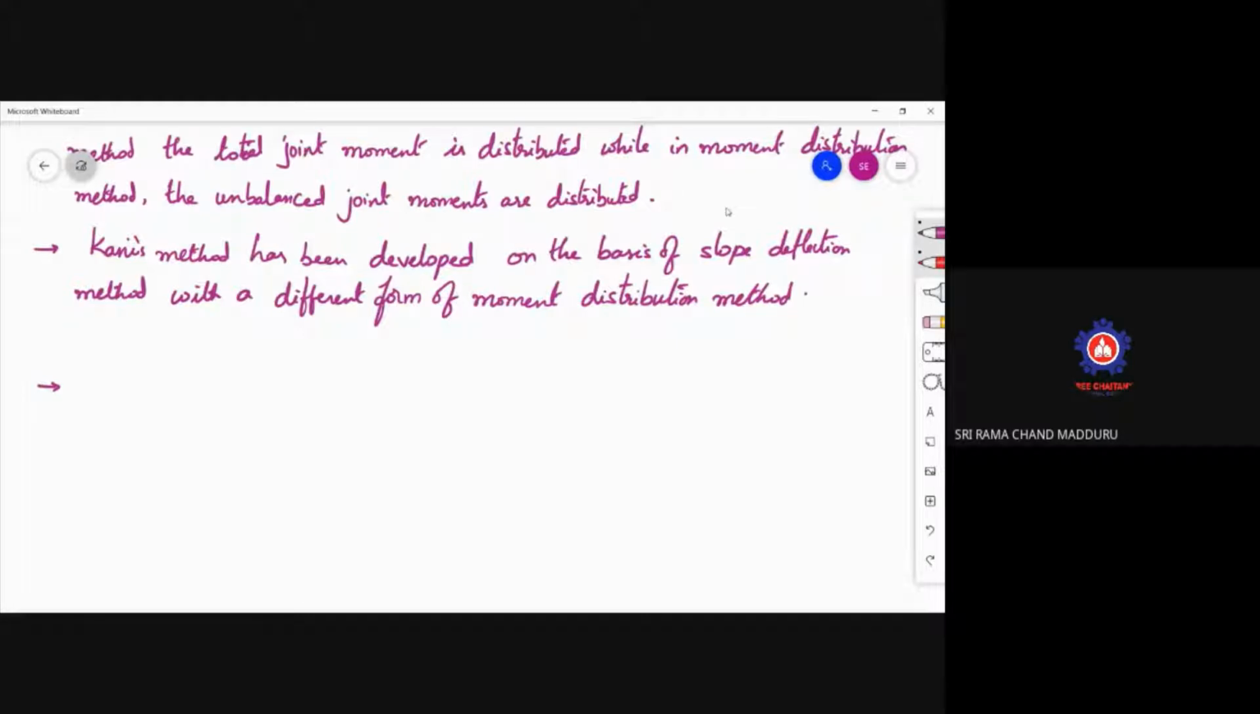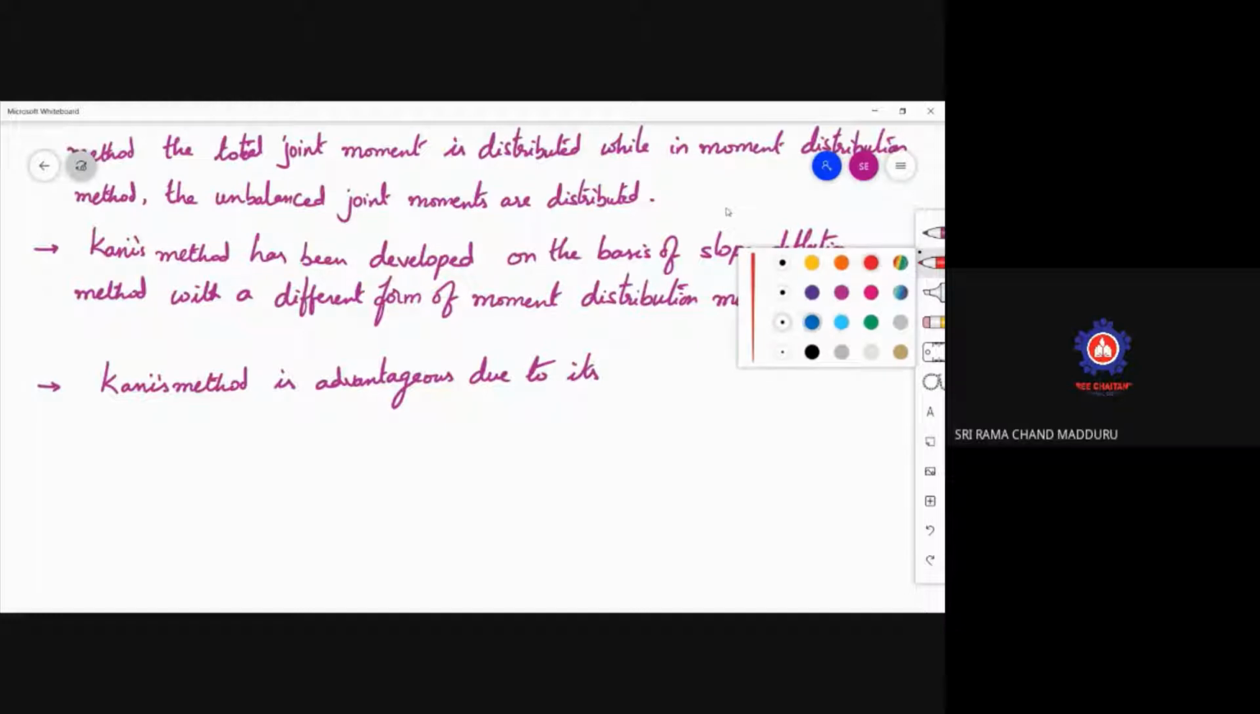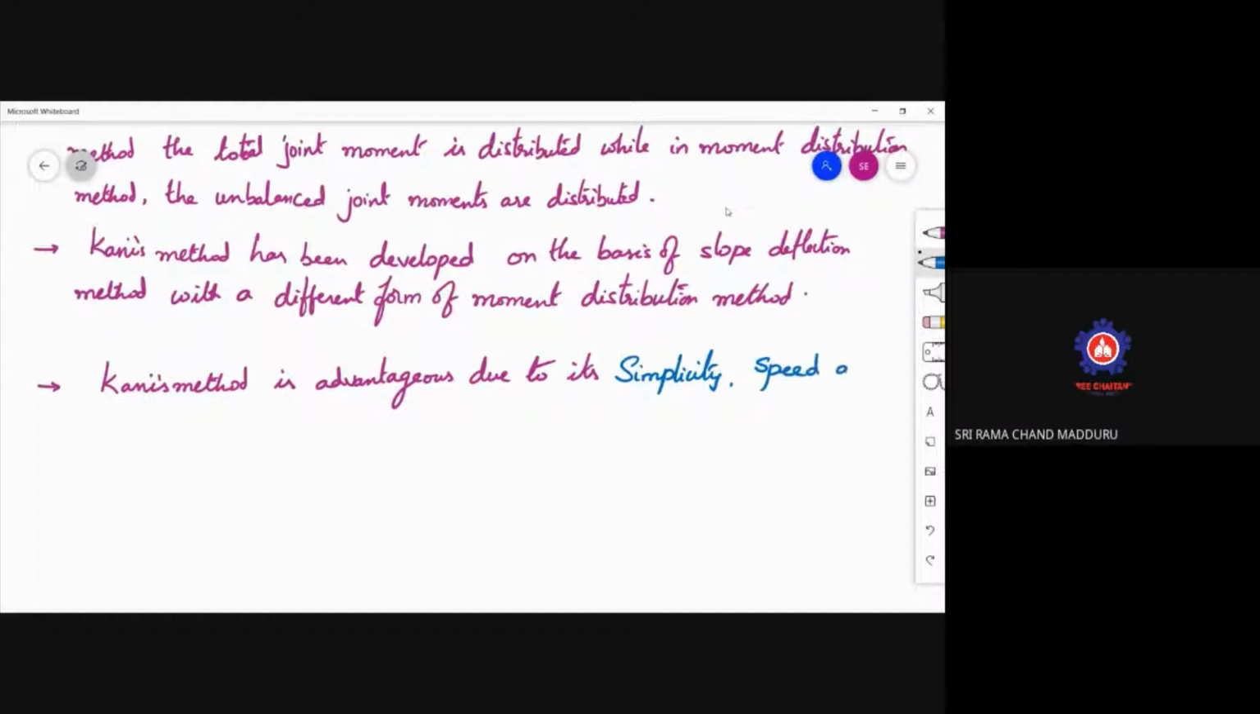Kani's method is advantageous due to its simplicity, speed, and accuracy. So this is about the salient features of Kani's method.